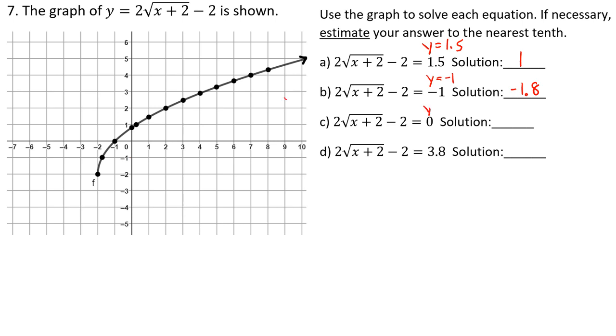Now this one's equal to 0. Well, if it's equal to 0, we're talking right here. Well, if I draw my line, it intersects at this location, and its x value is negative 1. And then part D. All right, we have y equals 3.8. So at 3.8, that's about here-ish. It lines up to about that point, which gives us an answer of 6. And that's how you can solve an equation by graph.